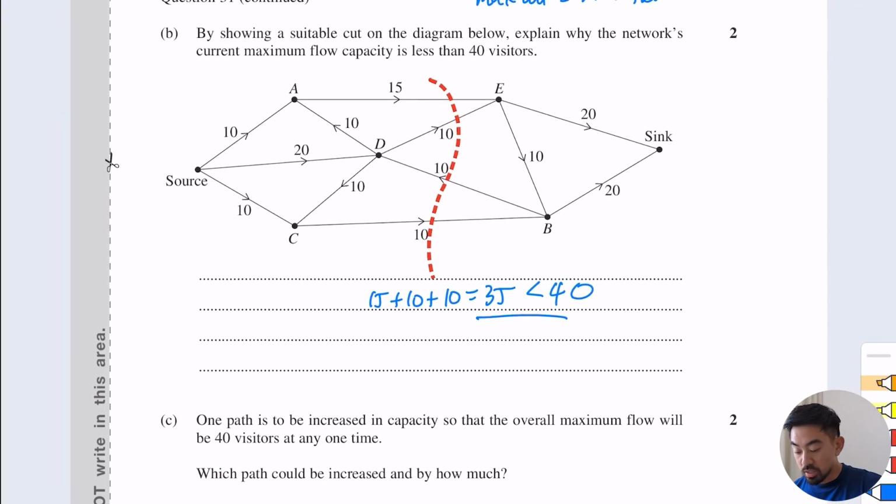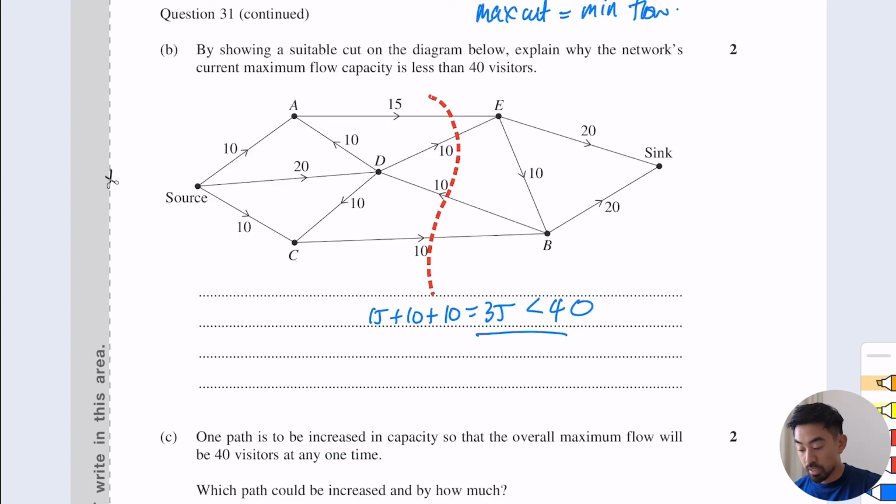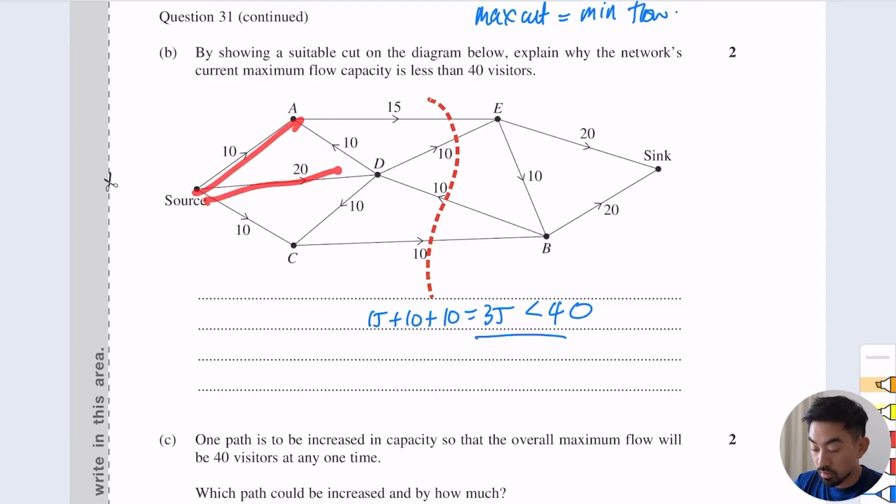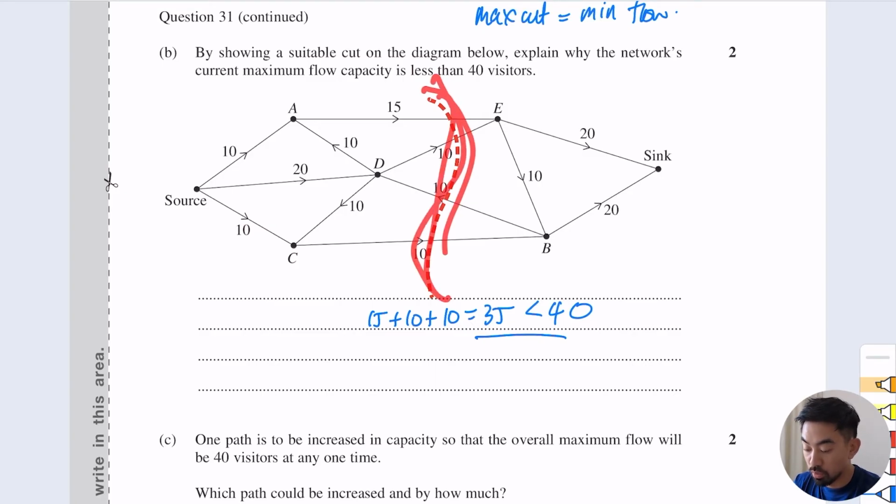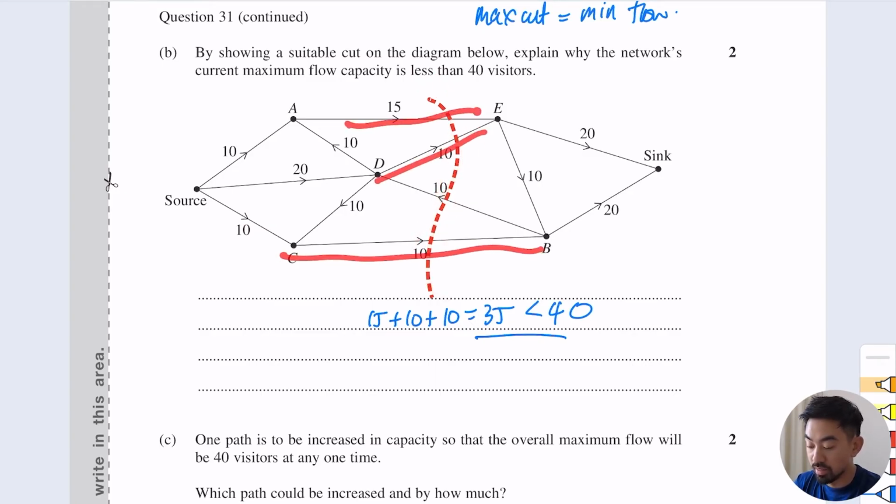Okay, C, one path is to be increased in capacity, so the overall maximum flow will be 40 visitors at any one time. Which path could be increased and by how much? There's 40 here, right? And we found that there's a blockage somewhere along this path here. So we're really only looking at this one, and this one.